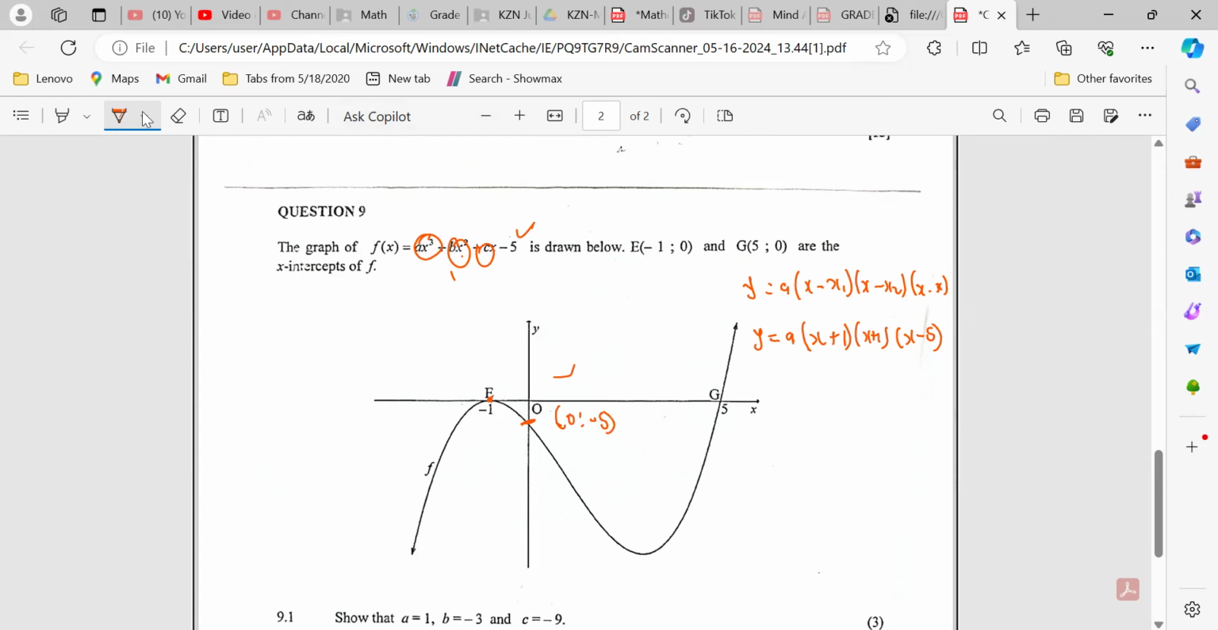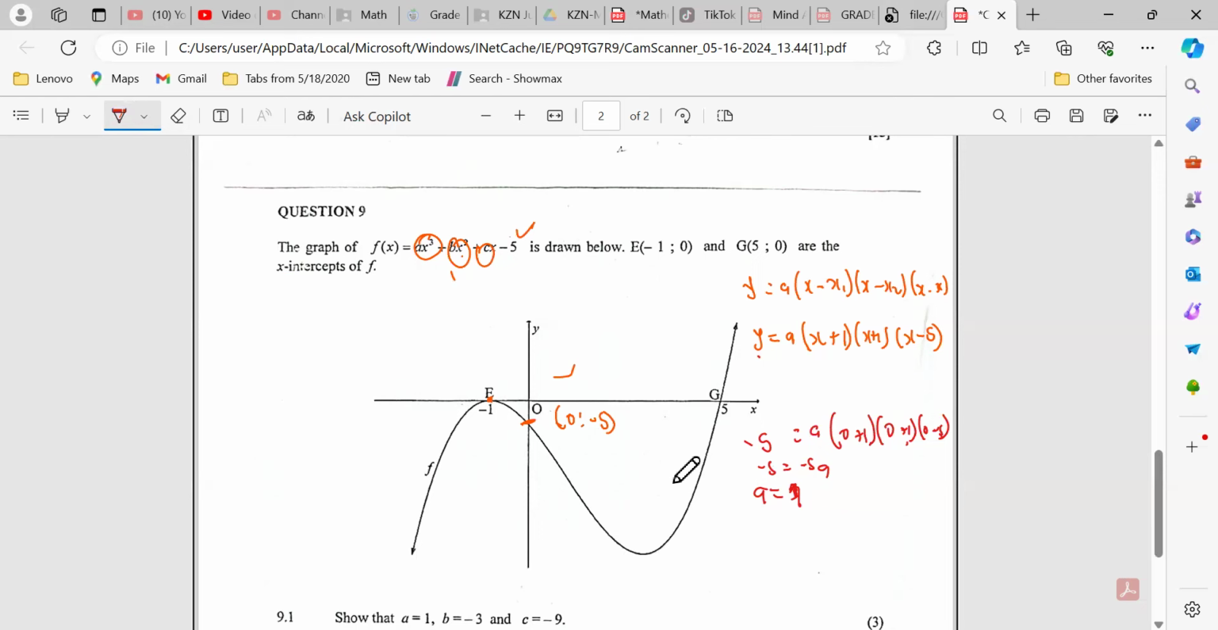Remember, I have y equal to -5, which is going to be equal to a, open bracket 0 plus 1, 0 plus 1, 0 minus 5. And if you do this, a is going to be equal to what? Actually, I'm going to say 1 multiplied by 1 multiplied by -5. You have -5 is equal to -5a. If you divide both sides, a is equal to 1.